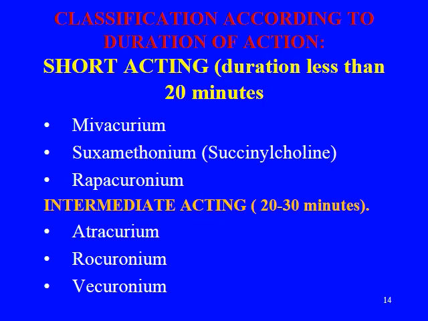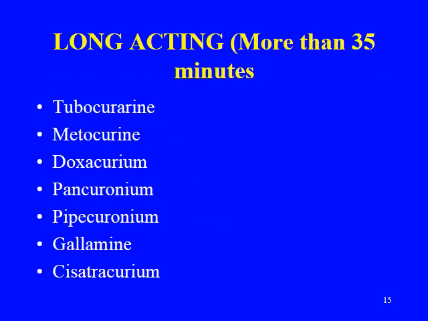Next we will see the third type, long acting, more than 35 minutes, and the members of this group are tubocurarine, metocurine, doxacurium, pancuronium, pipecuronium, gallamine, and cisatracurium. These are the long-acting drugs. So we are done with the classification. We have classified the neuromuscular blockers according to their mechanism of action, their chemical structure, and their duration of action.